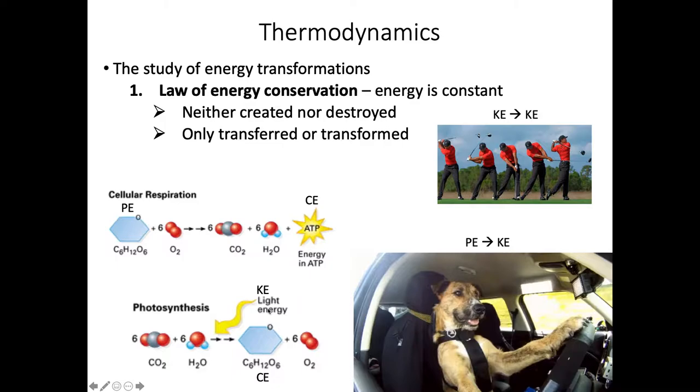Another example of energy transformation is the process of photosynthesis, where we take carbon dioxide and water along with solar light energy. The solar light energy is a type of kinetic energy, because it's moving. We take this kinetic energy along with these molecules, and we transform it into glucose. And that glucose in photosynthesis represents chemical energy.